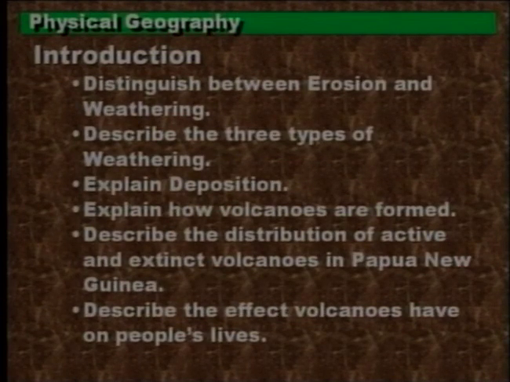Distinguish between erosion and weathering. Describe the 3 types of weathering. Explain what deposition is. Explain how volcanoes are formed. Describe the distribution of active and extinct volcanoes in Papua New Guinea. And also describe the effect volcanoes have on people's lives.